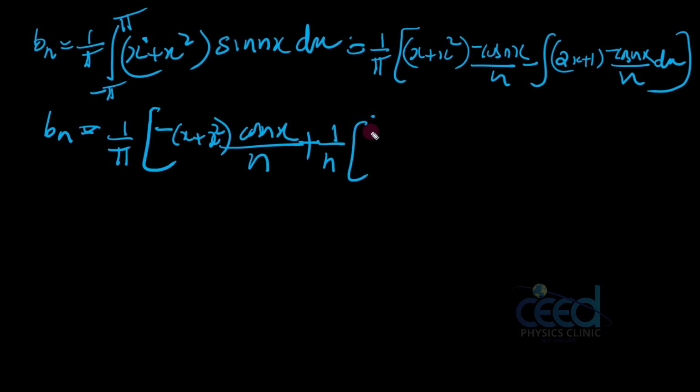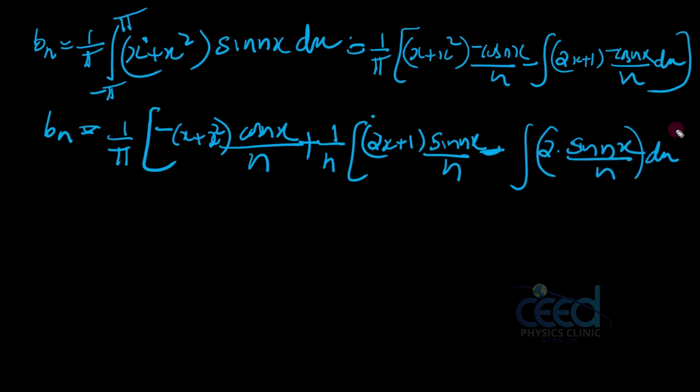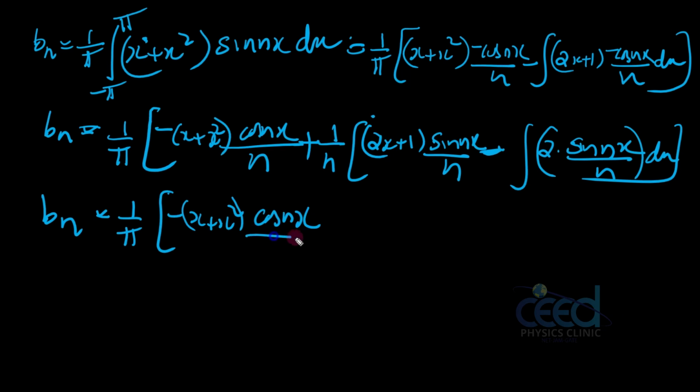Again integrating, what I can write: 2x plus 1 into first function into integral of second, again sin nx by n, right, minus 2x plus 1 on differentiation, I will get 2 into this sin, this cos nx on doing, again sin nx by n, right, into dx. Okay, now if I am substituting all the values here, again I can write this 1 by pi minus x plus x square cos nx by n, right? So if I can expand this, what I can write, that is 1 by n square 2x plus 1 sin nx.